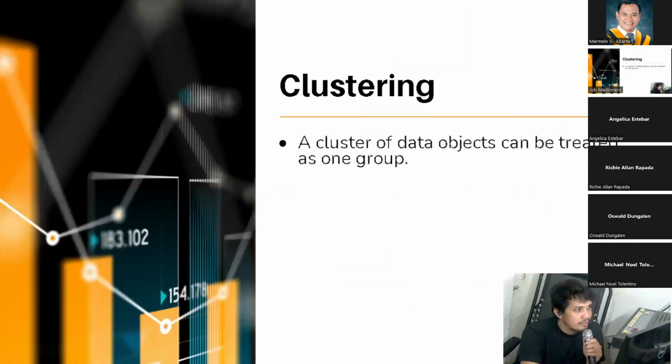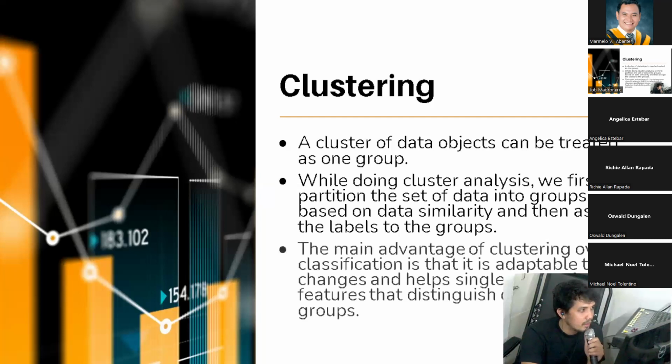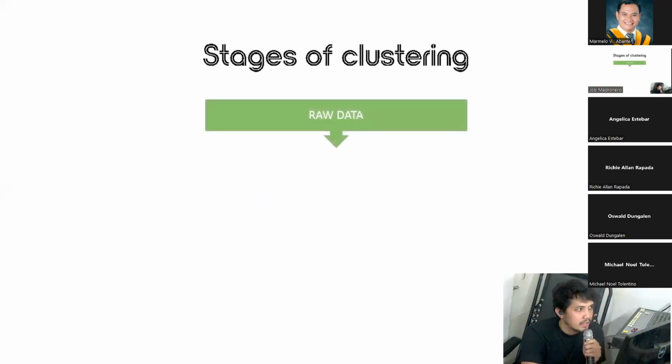A cluster of data objects can be treated as one group. While doing cluster analysis, we first partition the set of data into groups based on data similarity and then assign labels to the groups. The main advantage of clustering over classification is that it is adaptable to changes and helps single out useful features that distinguish different groups.